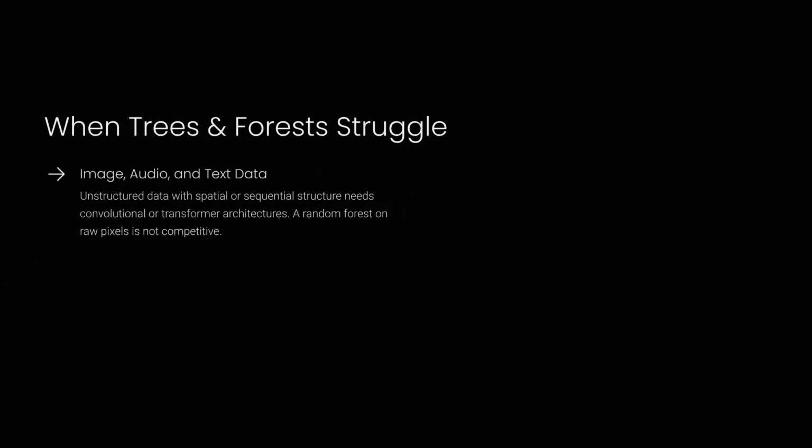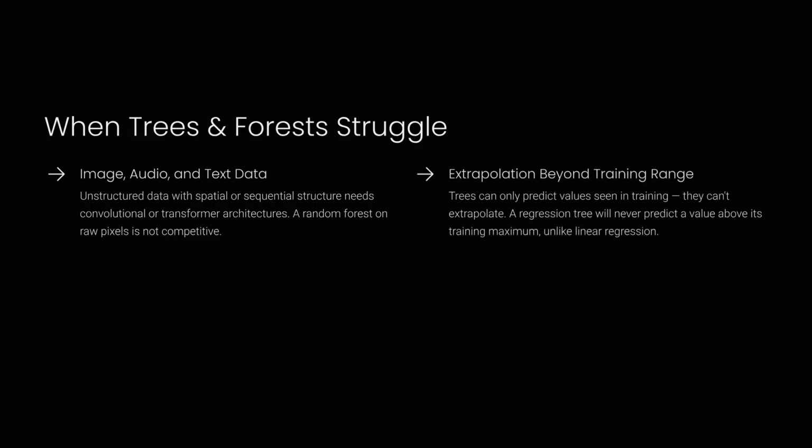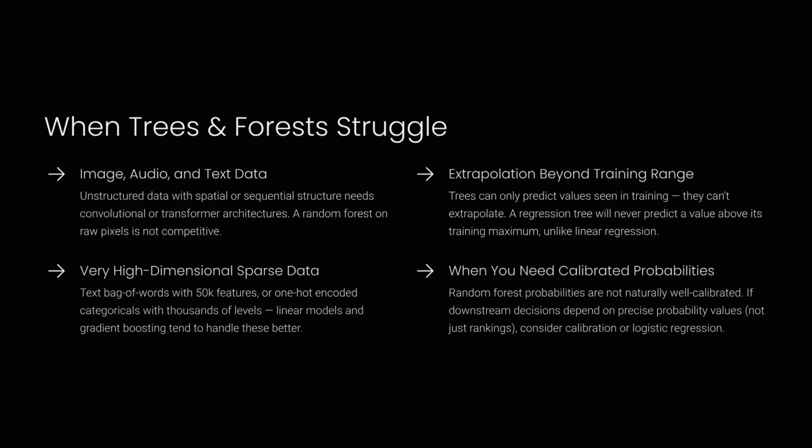Trees struggle with unstructured data, like image or text, which needs specialized architectures. They cannot extrapolate beyond the training range in regression. They also perform poorly on extremely high-dimensional sparse data and when precisely calibrated probabilities are needed.